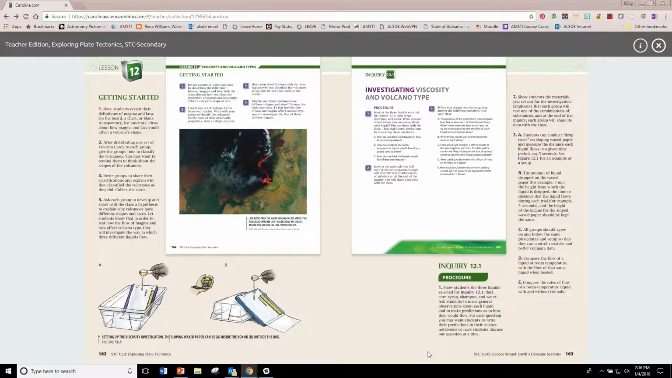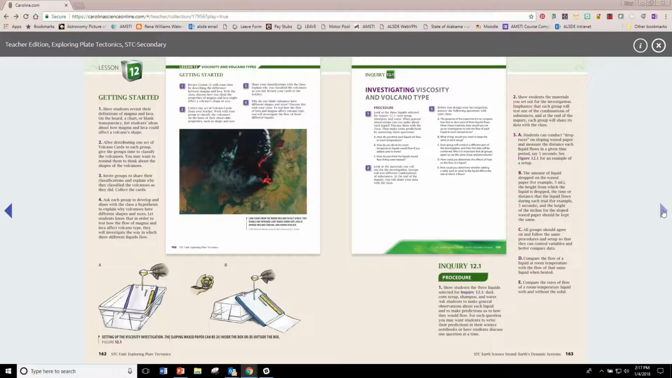One thing to be cautious about, if students are tempted to measure how long it takes for the substance to reach the bottom of the slope, be careful because some of these substances are so thick they don't flow at all. Might be better to have students measure how far the substance flows in a given amount of time, maybe 5 seconds. That way you won't be staring at something for a long time and having nothing happen.